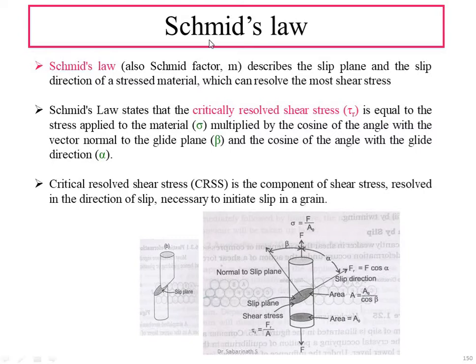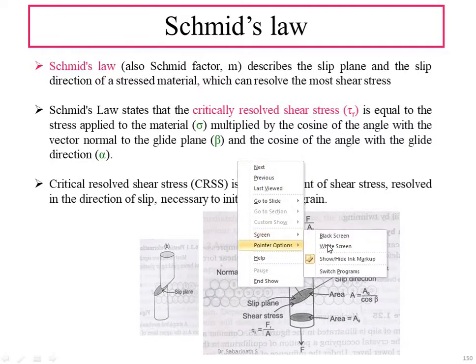It is also known as Schmid's factor, which describes the slip plane and the slip direction of a stressed material, or we can say how much shear stress is required. What is the minimum amount of shear stress required to initiate a slip? It's a very interesting theoretical portion. Let us first see what we mean by Schmid's law.